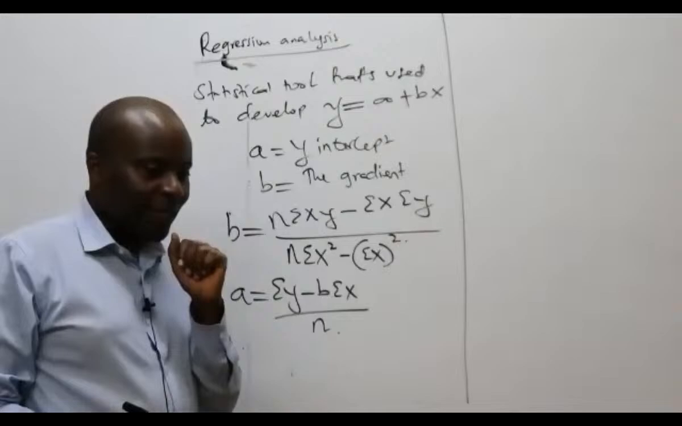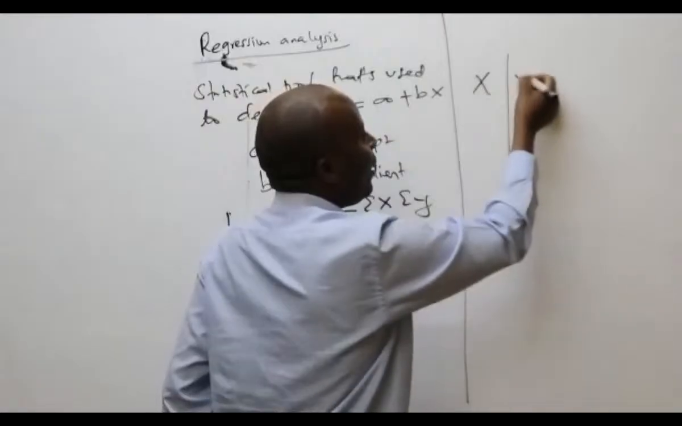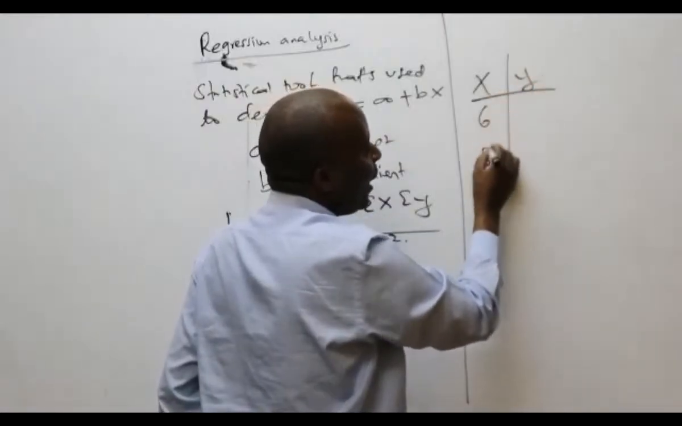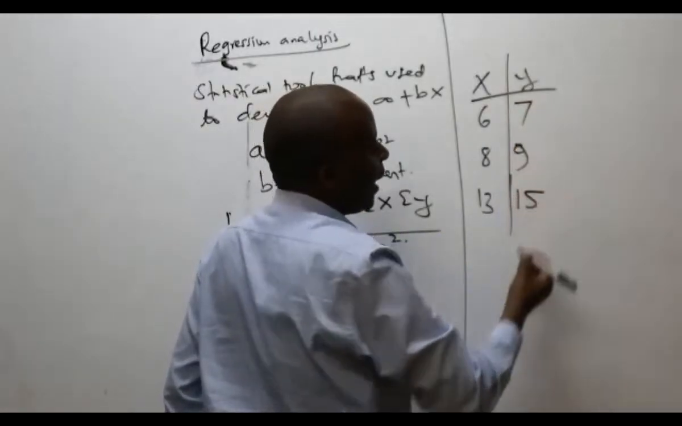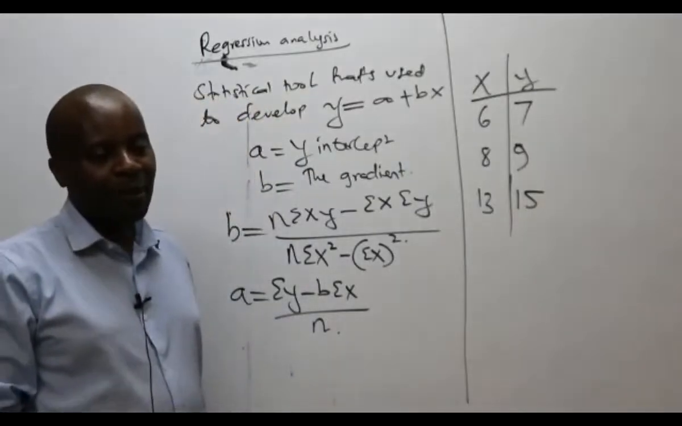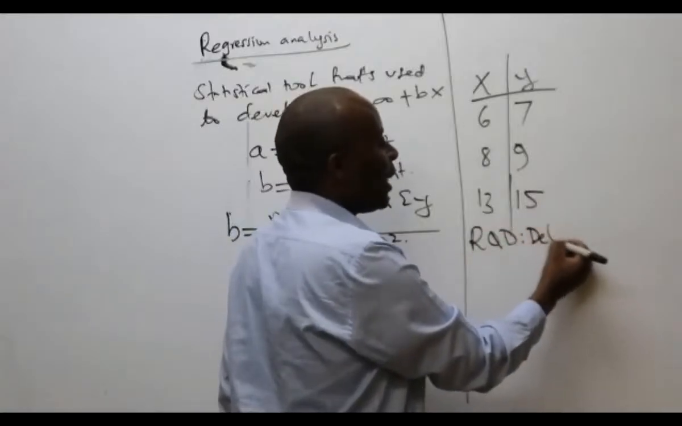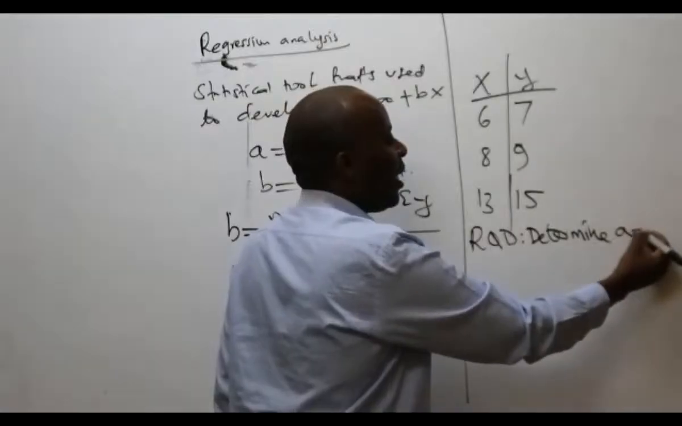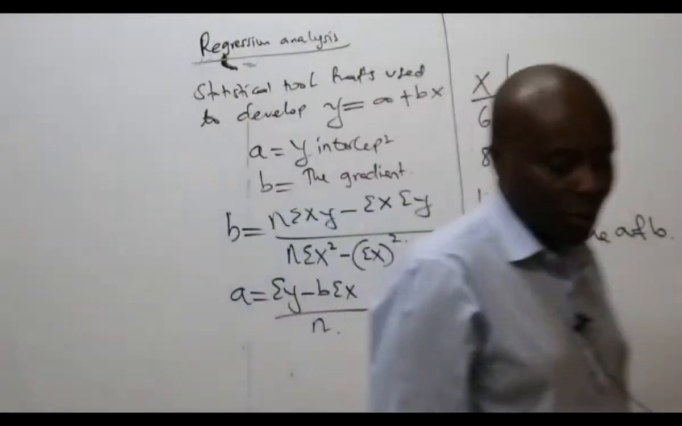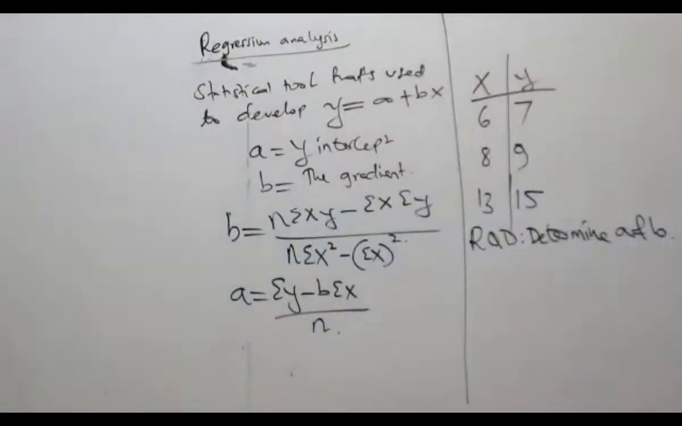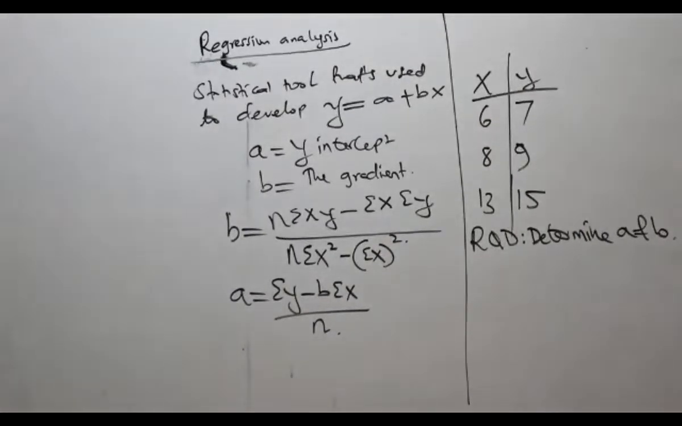Okay. Then a short illustration for this. If you're given x and y, perhaps they give you 6, 8, 13, and then we have 7, 9, and 15. Then, ladies and gentlemen, you are required to determine a and b using regression analysis.